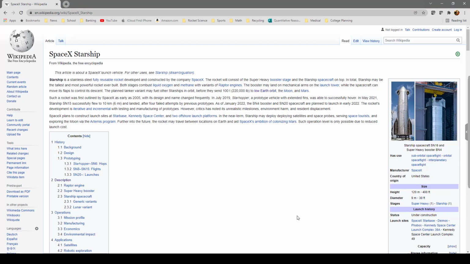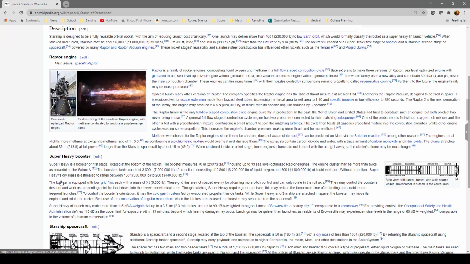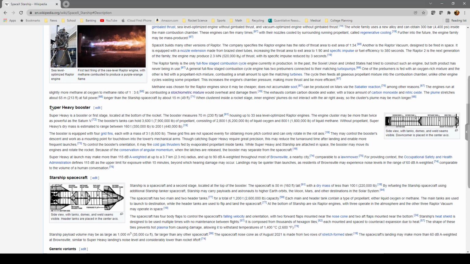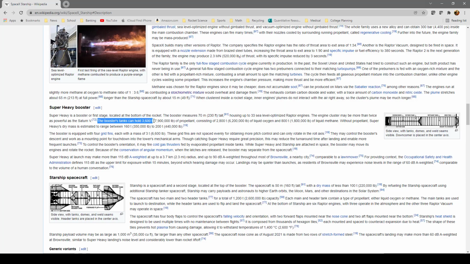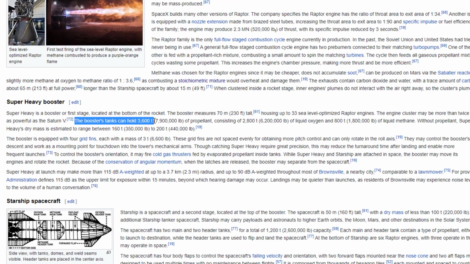Okay, and now trying to get some current estimates for the Starship and Super Heavy. This is the Wikipedia site, and I'll click on the description here. And right, for the Super Heavy booster, the value that I'm going to take here is that the booster's tanks can hold about 3,600 tons of propellant, and the dry mass is somewhere around 200 tons. So I'll put that together and make it 3,800 tons for stage 1, the Super Heavy booster.